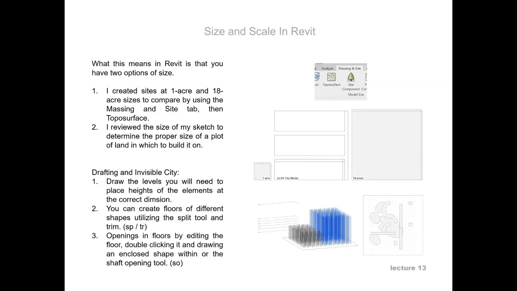So the first thing that I will do in Revit would be to create 1 acre and 18 acre plots using filled regions to tell me the size. What you'll see in Revit is that I create two sizes. I do that in the massing and site area tab of Revit, and then going to topo surface. If you want to see the site as you build it, you can go to the site view. I build mine in level 1.